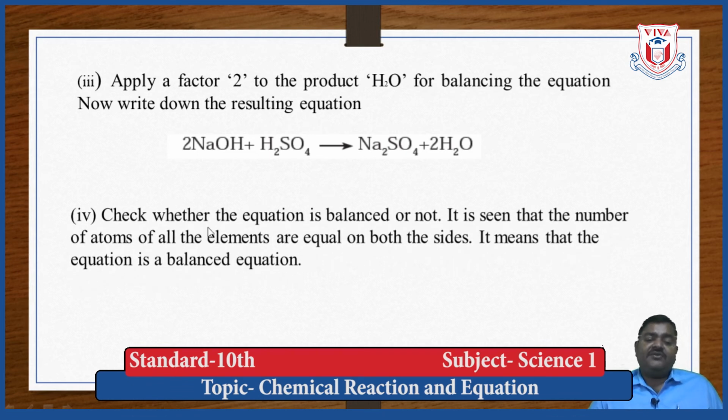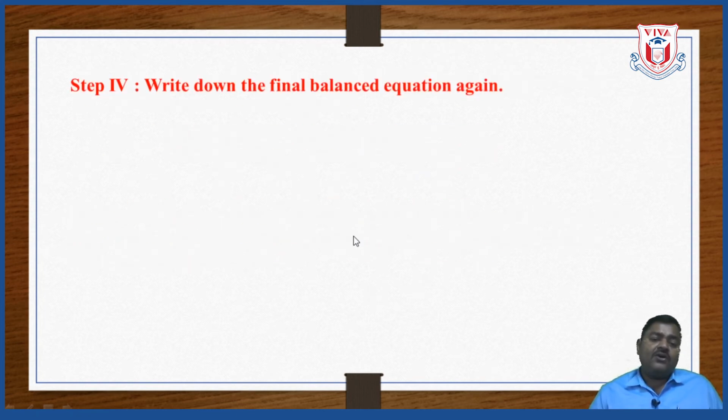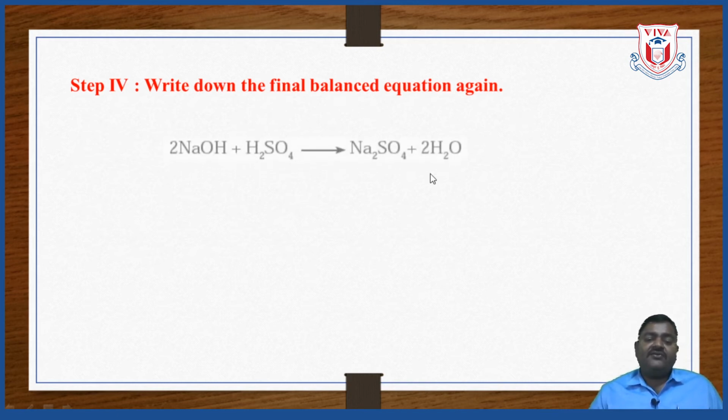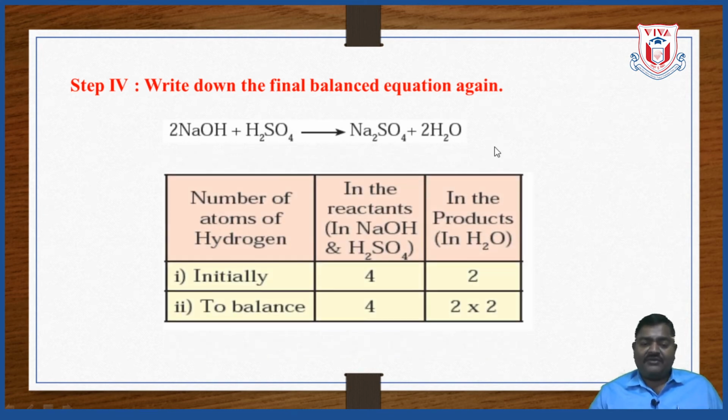Now check whether the equation is balanced or not. It is seen that the number of atoms of the elements is equal on both sides. It means that the equation is balanced. Now write down the final balanced equation again. If the equation is balanced, we will write this as our final balanced equation, and we will check whether the number of atoms on both sides is the same or different. So initially 4 atoms in the product H2O, 2 to balance 4, and 2 into 2 is 4, that we did over here.